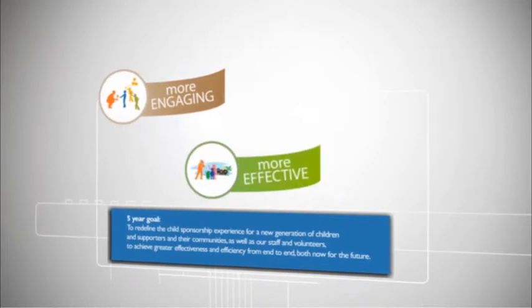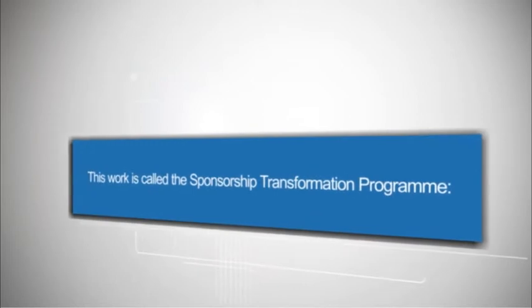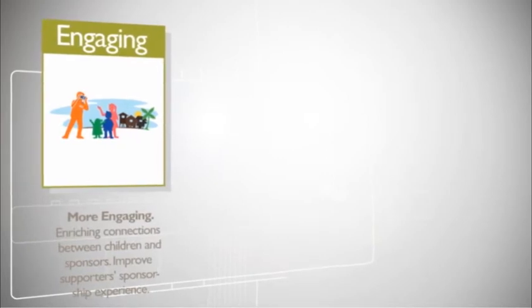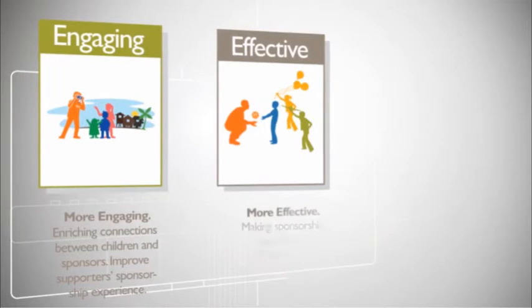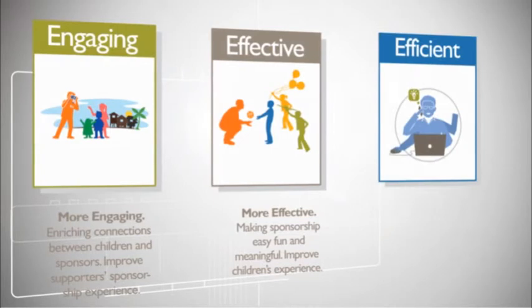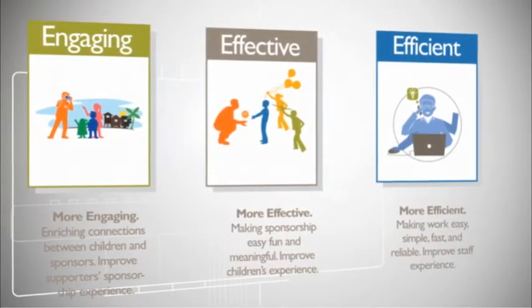In light of World Vision's priority to reposition child sponsorship in the next 5 years, a new generation of sponsorship is now introduced that is more engaging, more effective, and more efficient. This work is called the Sponsorship Transformation Program that seeks to revitalize the sponsorship experience by enriching connections between children and sponsors, improve the children's experience by making sponsorship easy, fun, and meaningful, and increase staff's job satisfaction by making work easy, simple, fast, and reliable.